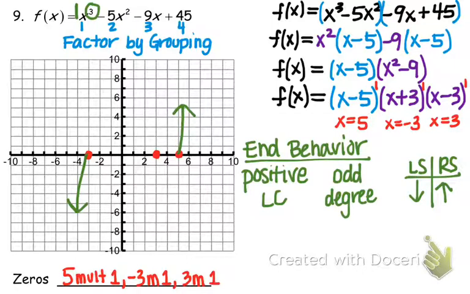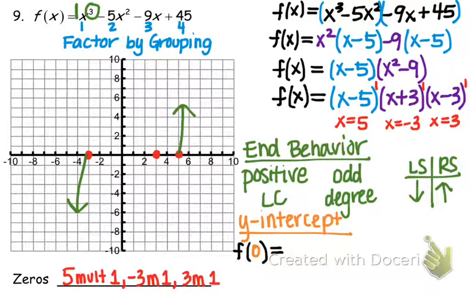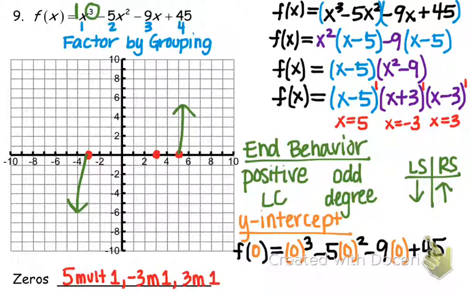Now we just need to fill in what's happening in between all of these x-intercepts. One point that we can use to help us determine that is the y-intercept, and in order to find the y-intercept, we plug in 0 for x. So I'm going to evaluate my function by plugging in 0 for x. So when you substitute 0 in for x, we are left with just 45. So my y-intercept is 0, 45.